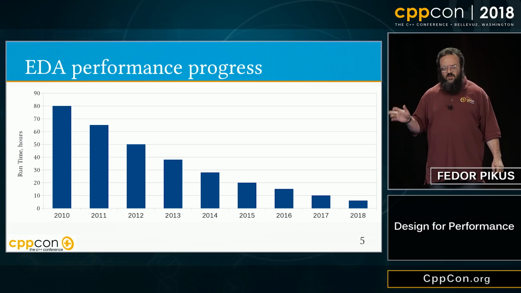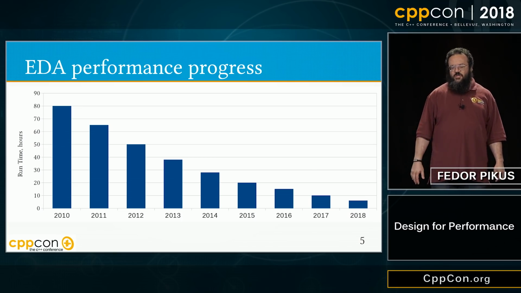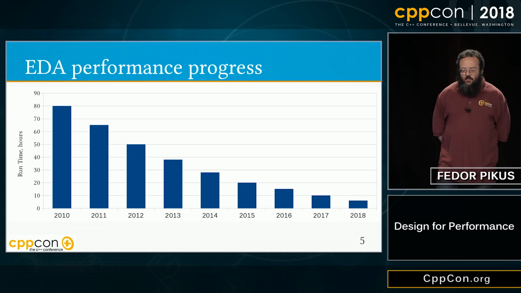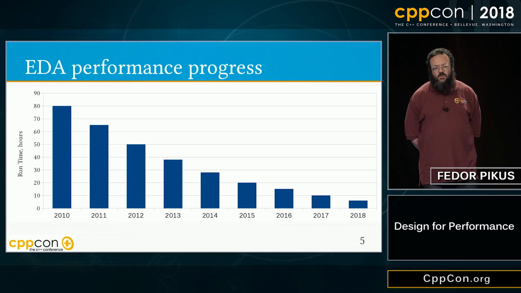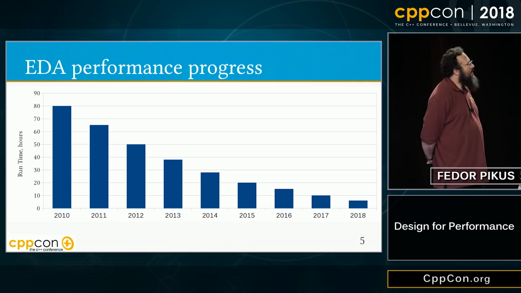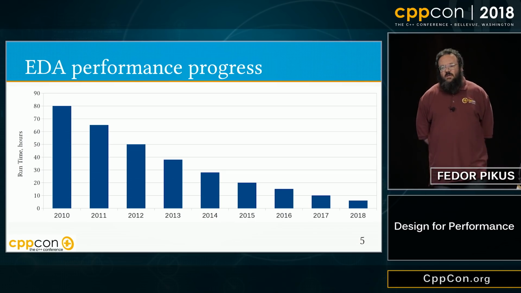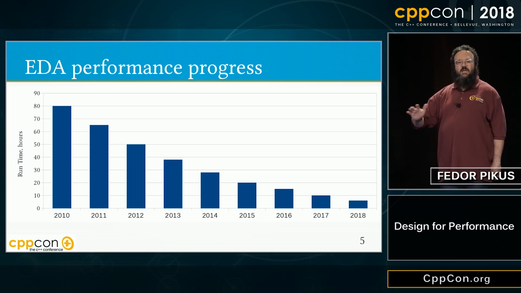I picked a specific one, doesn't matter what it does. So we're running on some chip on the same hardware, and I'm running the versions from 2010 all the way until today, and this is how many hours it takes for it to complete that job. So we've done pretty well improving our software over the years. But that graph is completely irrelevant.